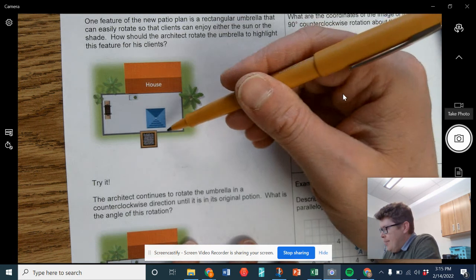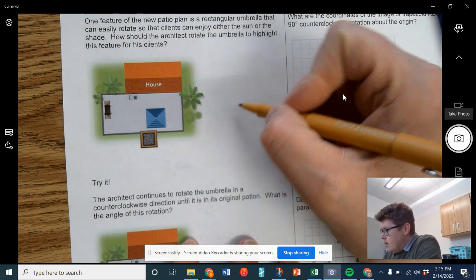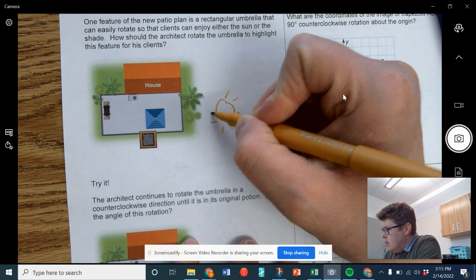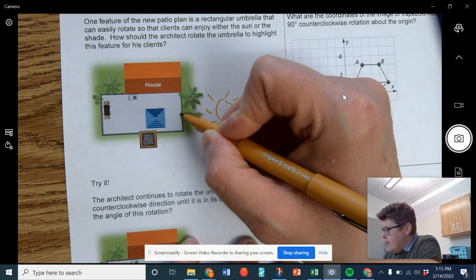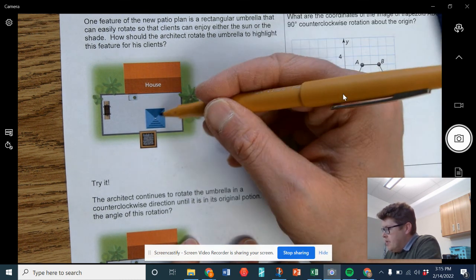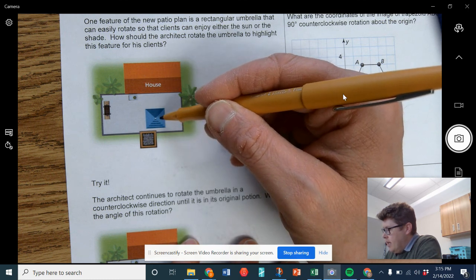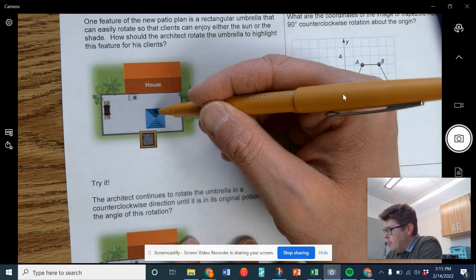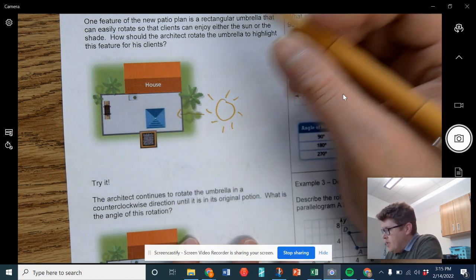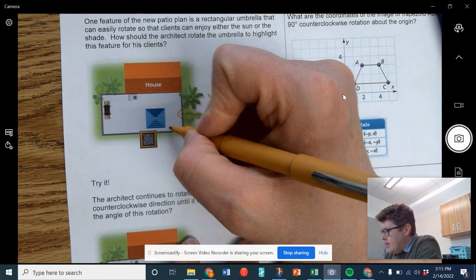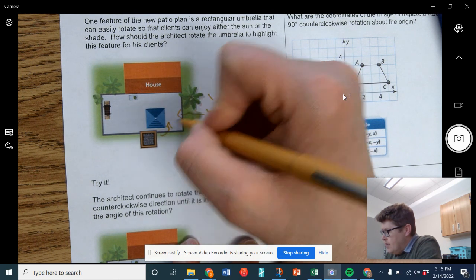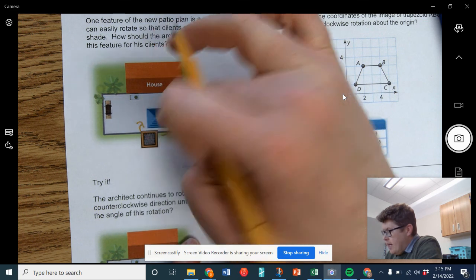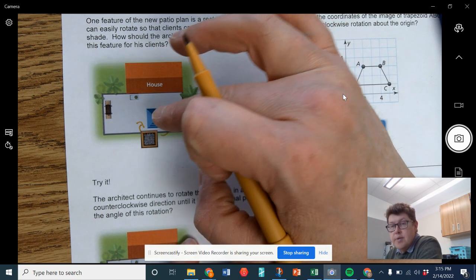Okay, so if we imagine that the sun is over here, so let's go to a little sun, shooting its rays this way, right? Well, this side isn't really going to help, okay? Because this side's going to let the sun through, and this side's going to completely block it. So the idea is we want to rotate it this way to let the sun through, or this way, so it brings this side around to completely block it.